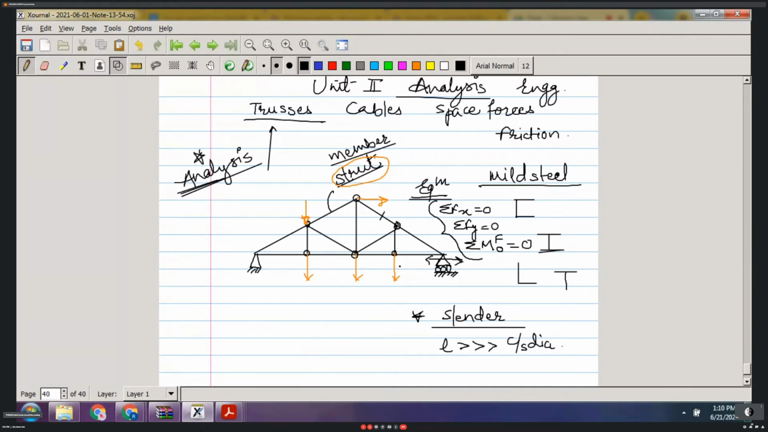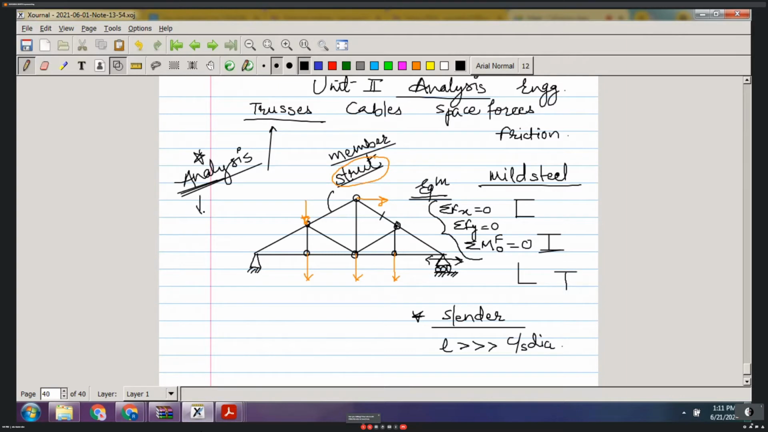Yes, ma'am. Okay, so if I isolate any member or any joint from its parent truss, every single member as well as every single joint will be in equilibrium, as my parent truss is in equilibrium. Is it clear to all? Yes, ma'am. Okay, so this principle is very, very important. While analyzing, we are going to use it.